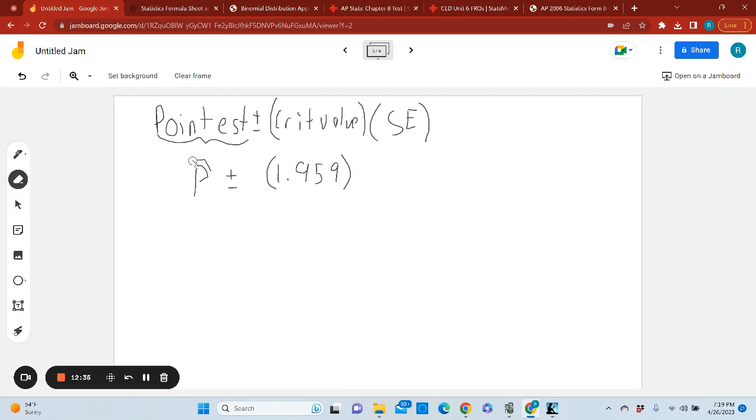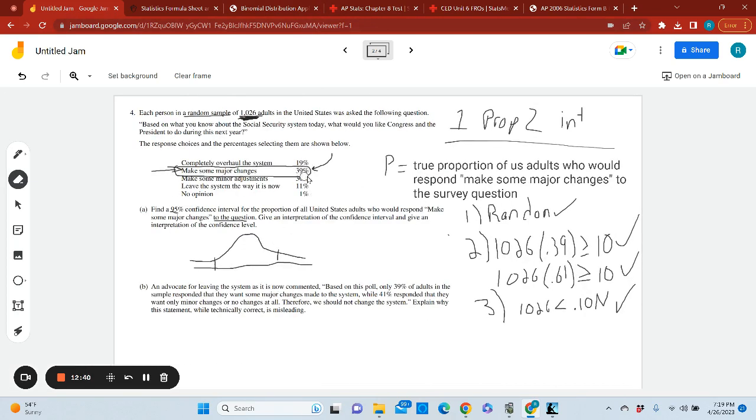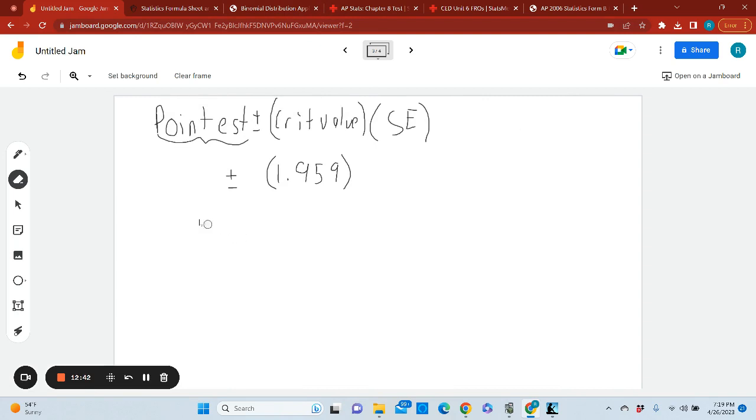We know p hat already, right? We just got to go back and look. It's 39%. So in our sample, we're saying this is going to be our starting point. Our sample came back with a sample proportion of 39%. So from this 39%, I'm going to add and subtract almost 2 standard errors, but not quite 2 standard errors, a little below. And now we just need to figure out, well, what is the standard error of this sampling distribution of p hats? Okay.